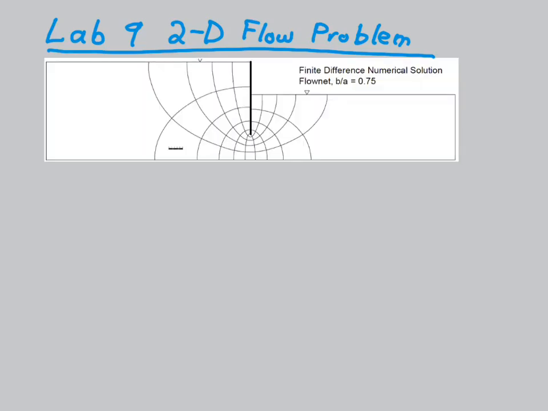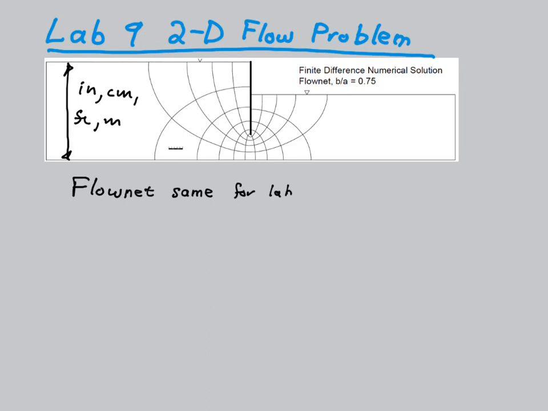Now this is the flow net we have for the problem. And since the lab model is the same geometry as the field model, the flow net is the same in the lab or the field. Or another way of saying that, it doesn't matter what scale I do this to, whether I measure this in inches, centimeters, feet, meters, or anything, the actual flow net itself doesn't change. So the flow net is the same for both the lab and the field.